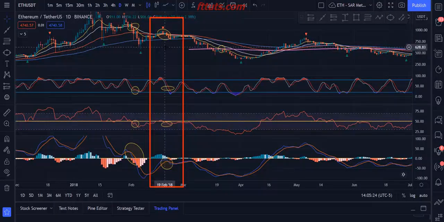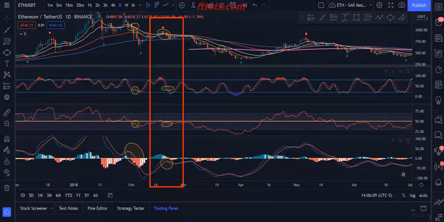Now the same thing happened here. Once more, in the stochastic RSI, we went from overbought into the box. In the RSI, we're below the 50 line and it's pointing downwards. And in the MACD, we got a cross and we're below the 0 line. So once more here, I have more confluence.